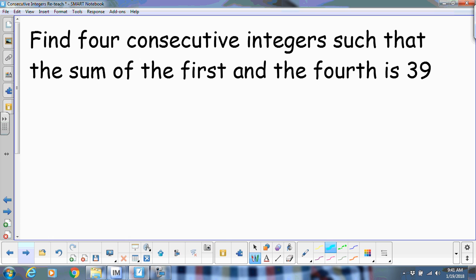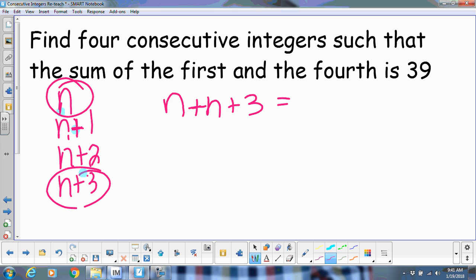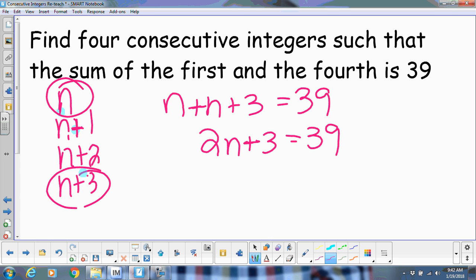All right, find 4 consecutive integers, so stop right there and write your symbols. Just say consecutive, such that the sum of the first and the fourth equals 39. Combine like terms and solve your two-step equation.